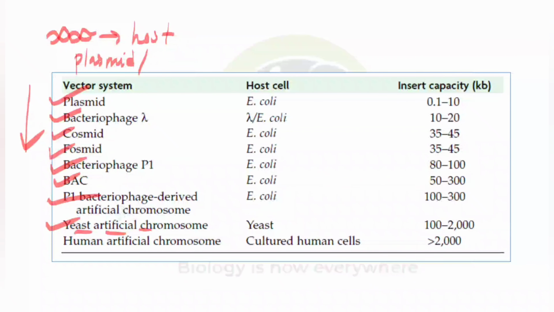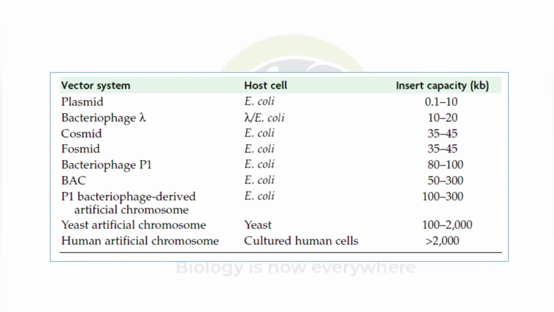Now the YAC, that is yeast artificial chromosome. Its host is yeast and it has a very huge insert capacity, that is 100 to 2000 kb. And after that, the human artificial chromosome, which has a capacity of more than 2000 kb. So if it is asked which vector system has the largest capacity for carrying DNA, the largest capacity belongs to HAC.